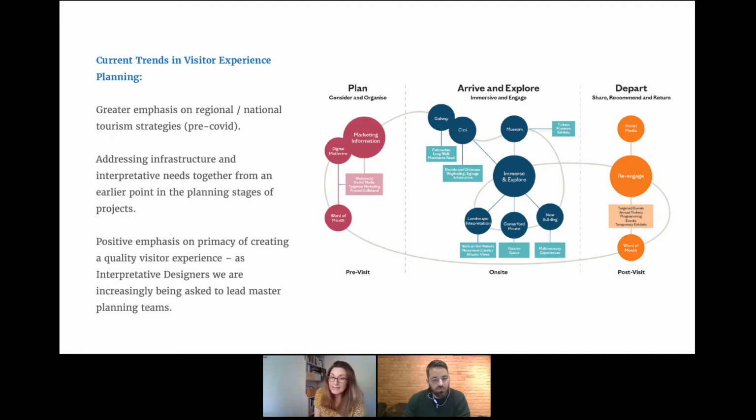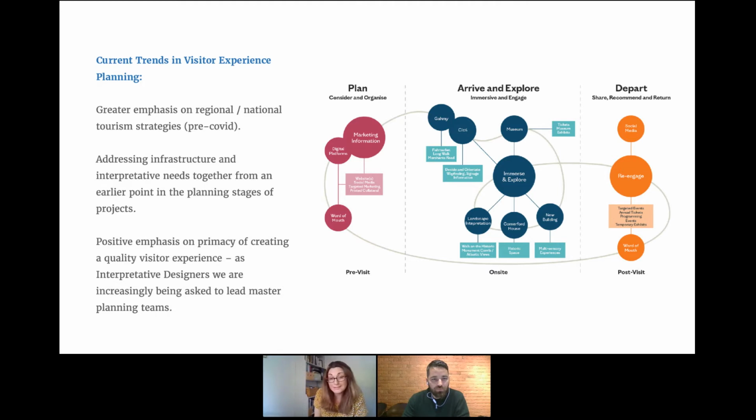And that is really playing out in quite practical means. And one of the things that we will draw out as part of this session is some tips and hints of ways in which you can apply some of these trends and outputs to projects you might be working on. And actually, one of the things that has really emerged in recent years is the primacy of creating a quality visitor experience and really using that factor as the driving factor in early master planning projects.